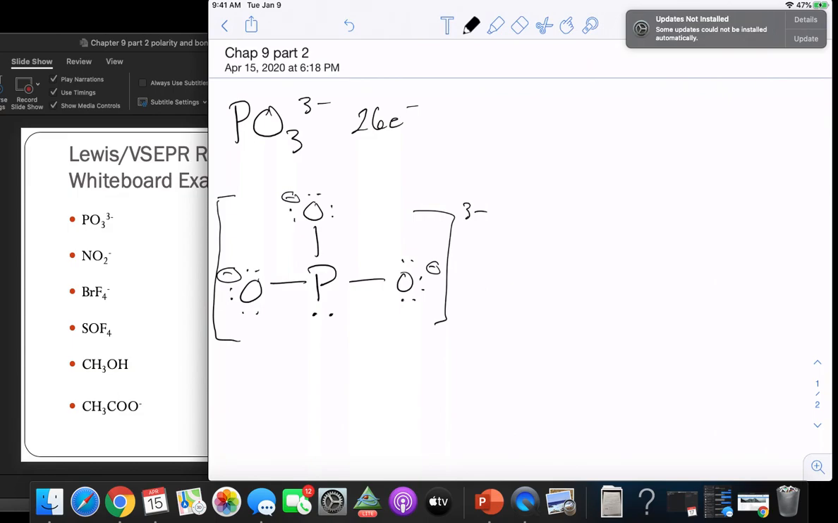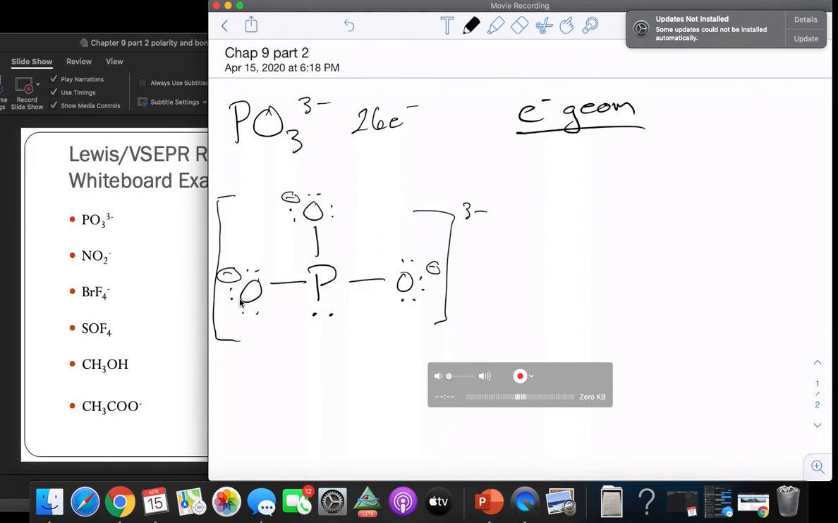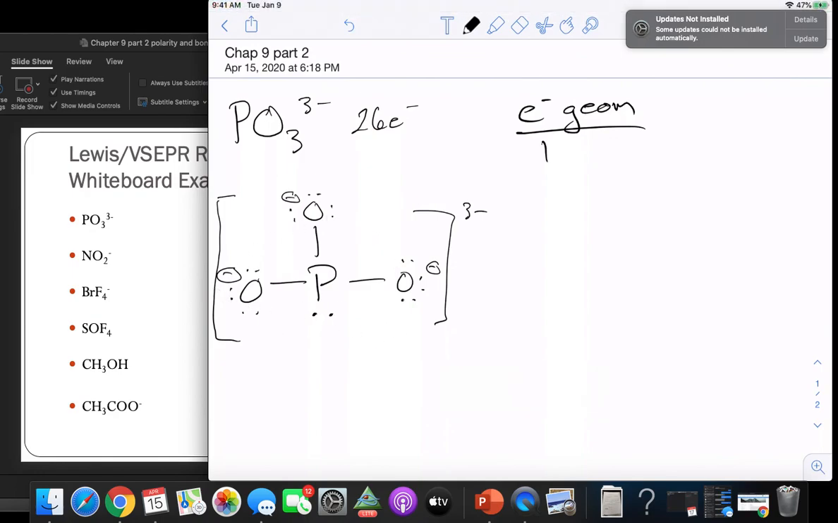Now, the next part of this that we talked about last time is looking at geometries. So let's start with the electron geometry for this molecule. If we're looking at it, we want to count how many things are around our phosphorus. We have 3 bound atoms, and one lone pair. So 4 total things around our atom. Electron geometry will always be tetrahedral.